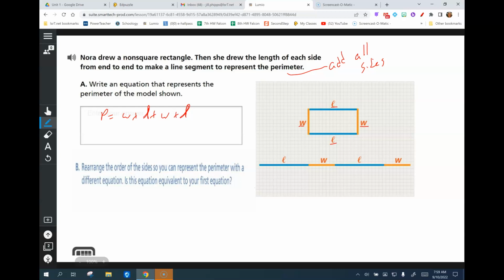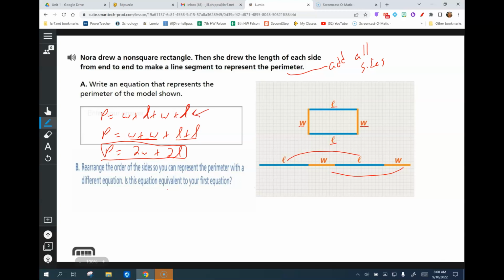Now B says rearrange the order so you can represent the perimeter with a different equation. So I could rearrange these and put my L's together and put my W's together. So I could have W plus W plus L plus L. Well, then you look at it and go, look at that, I could combine like terms. So perimeter is 2W plus 2L. That is the official formula for perimeter. I never memorize it because it's just as fast to just add all the sides.